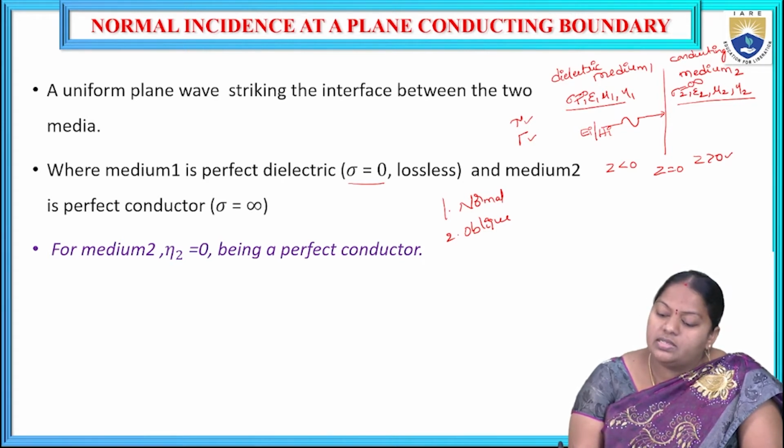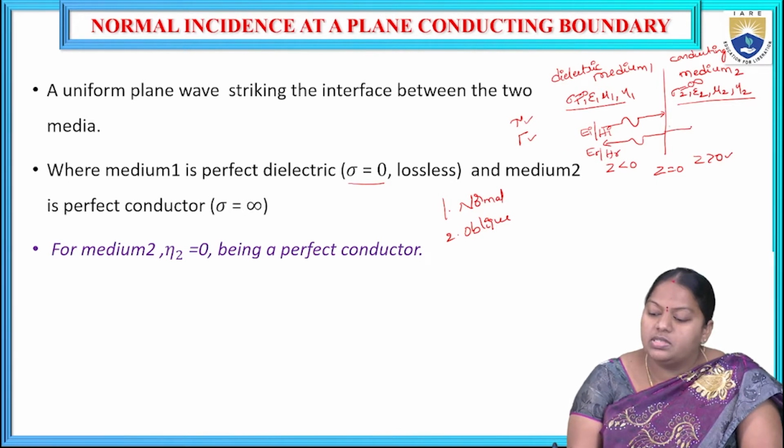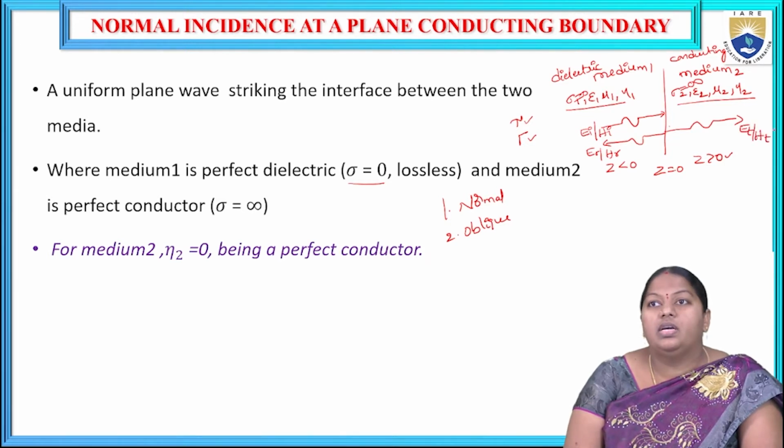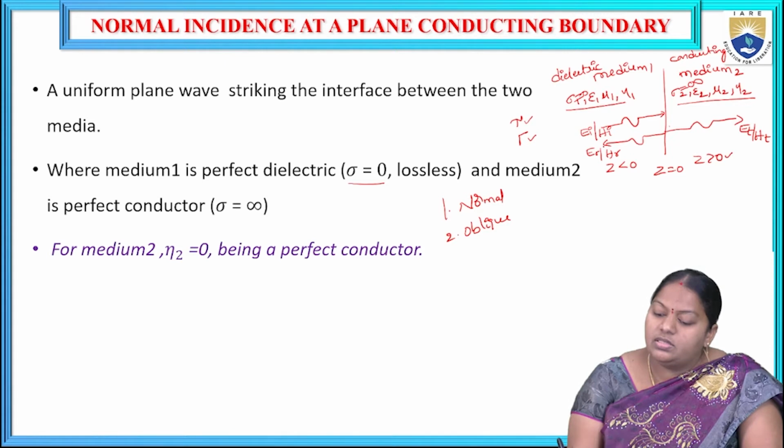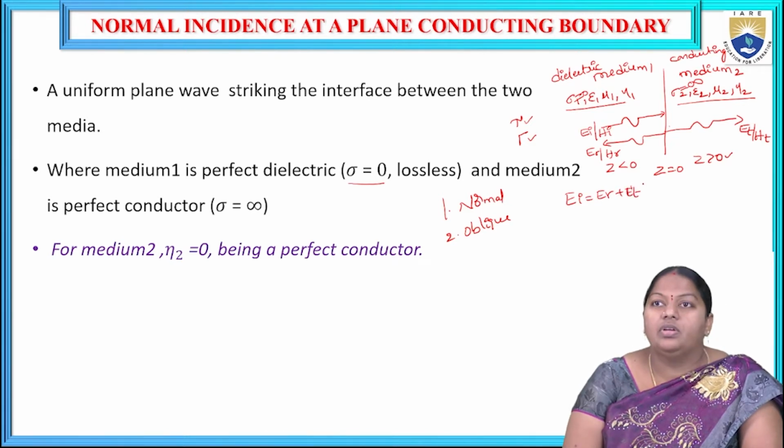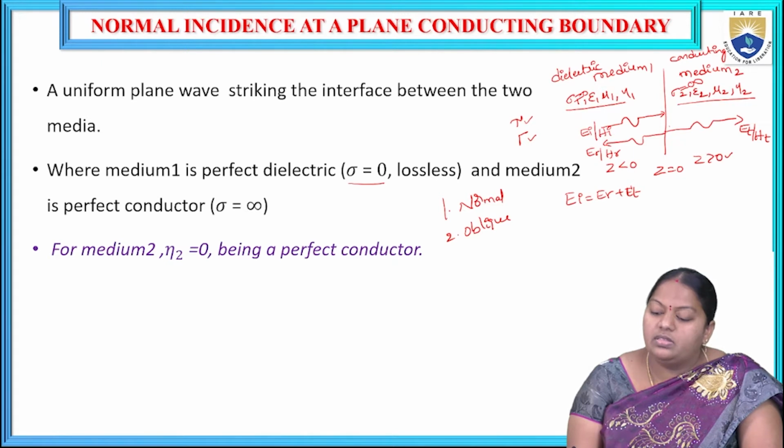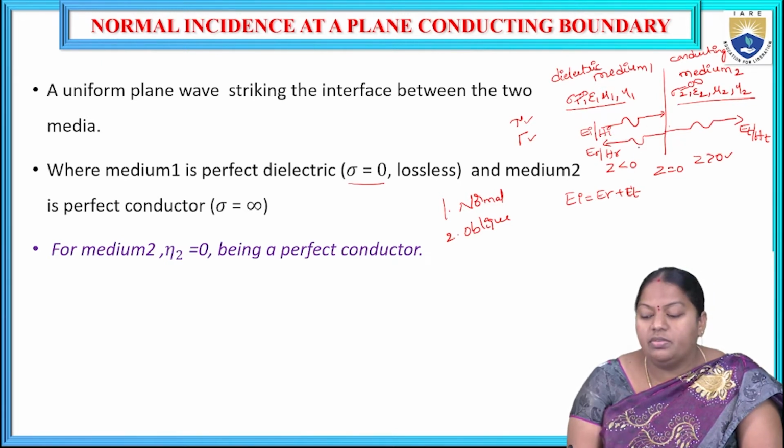So when the incident wave strikes the boundary, part of this incident wave is reflected back to the same medium, that is ER or HR, and part of this is transmitted to the next medium, that is represented with ET or HT, right? So the incident wave strikes the boundary, part of it is reflected back to the same medium, and part of it is transmitted to the next medium.